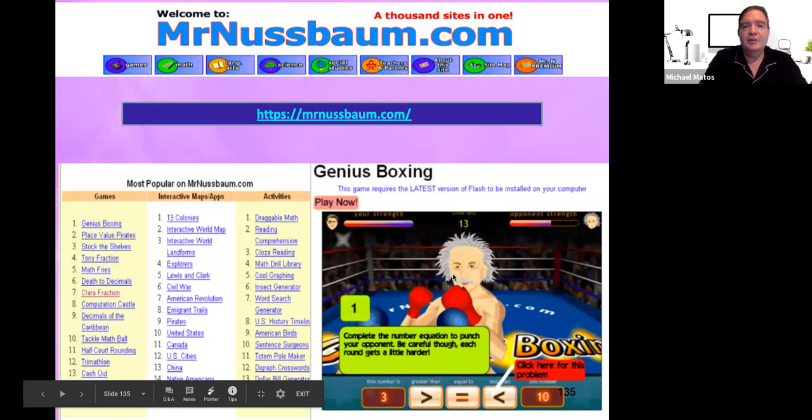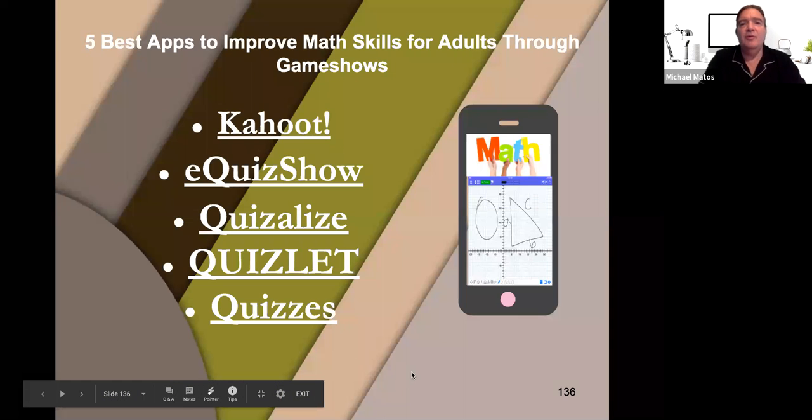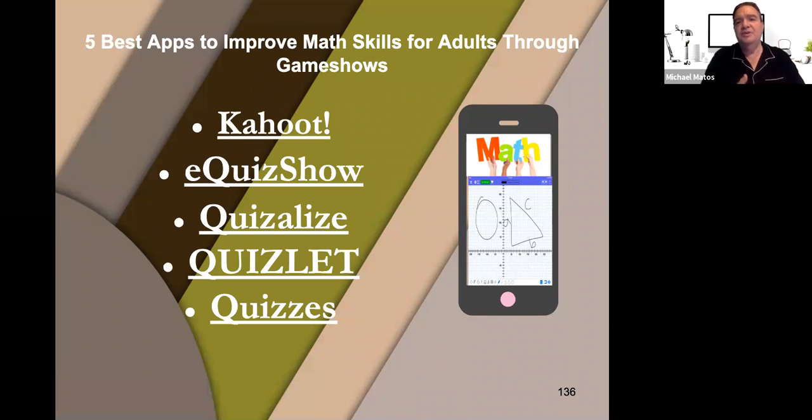MrNewsBomb.com, which is great. This one is Boxing Einstein, and you can pick your own famous person to box Einstein and use greater than fractions and so on. Great game. And then, of course, the traditional ones that many people are using: Kahoot, eQuiz Show, Quizalize, Quizlet quizzes.